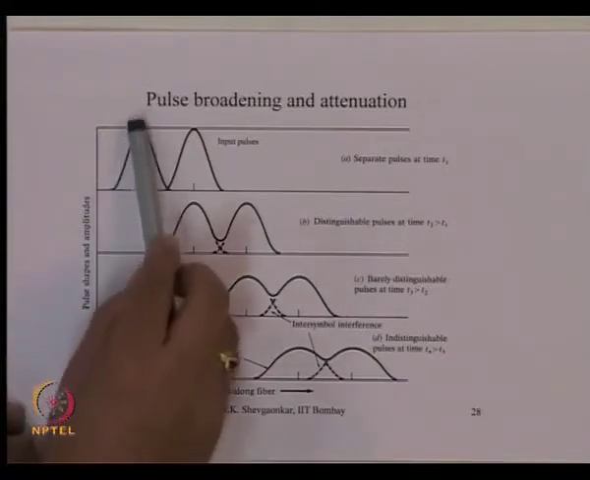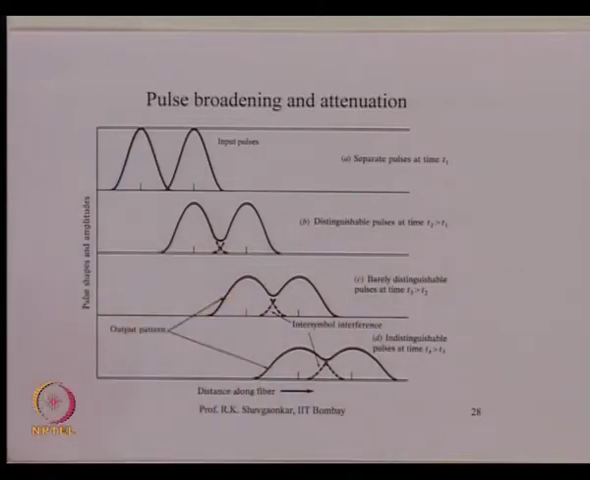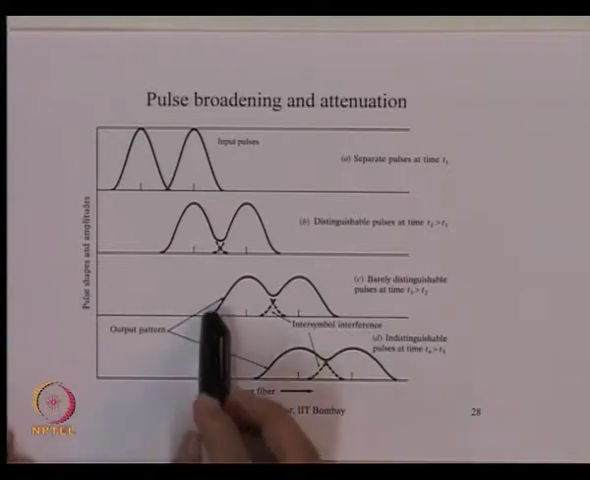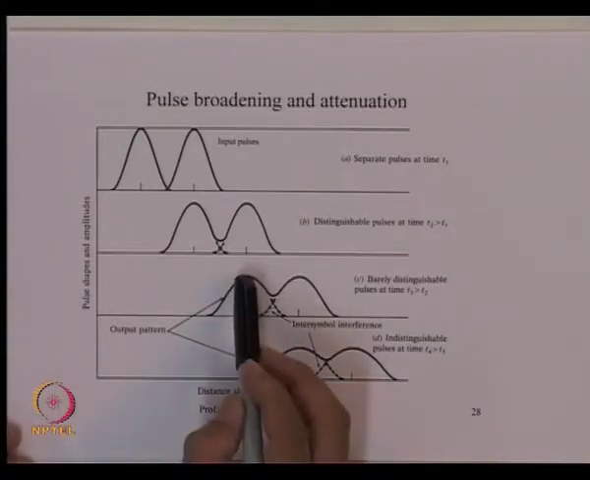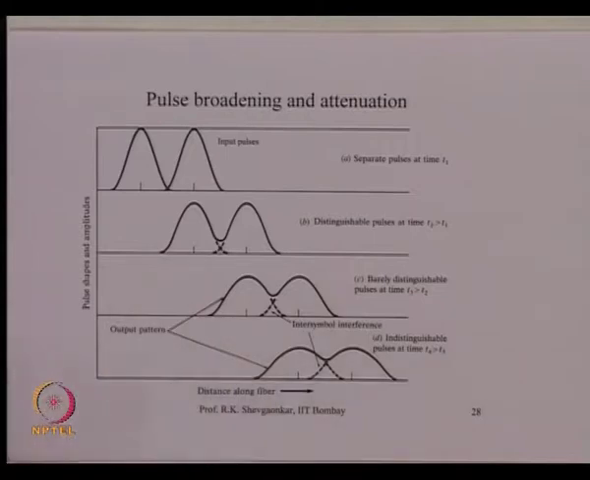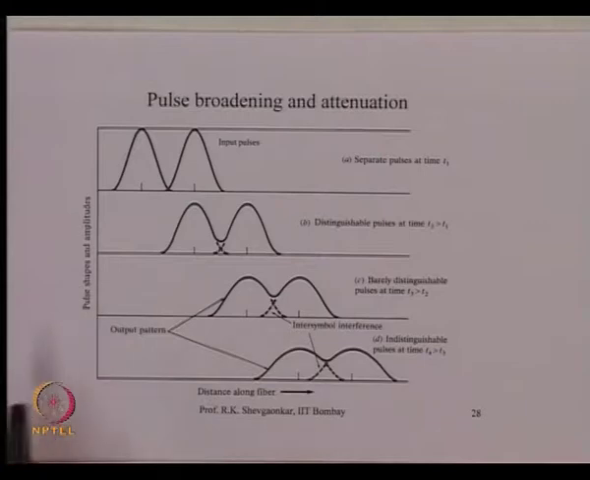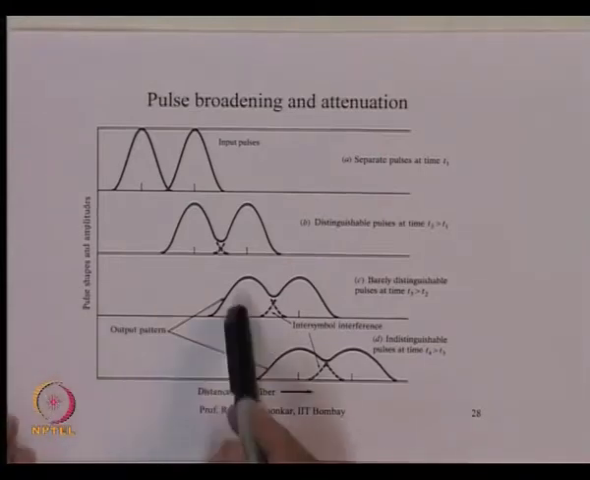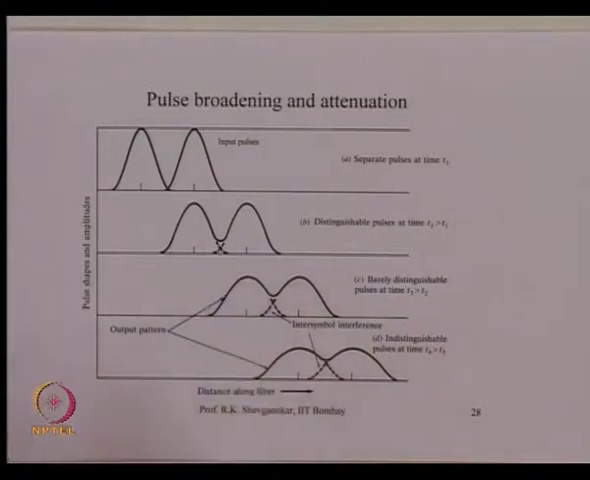Now, since the energy in the pulse is fixed, even if we assume that there are no losses in the optical fiber, as the pulse broadens, the peak amplitude of the pulse comes down. Since the total energy inside the pulse has to be conserved in the lossless system, the broadened pulse will have a lower amplitude.